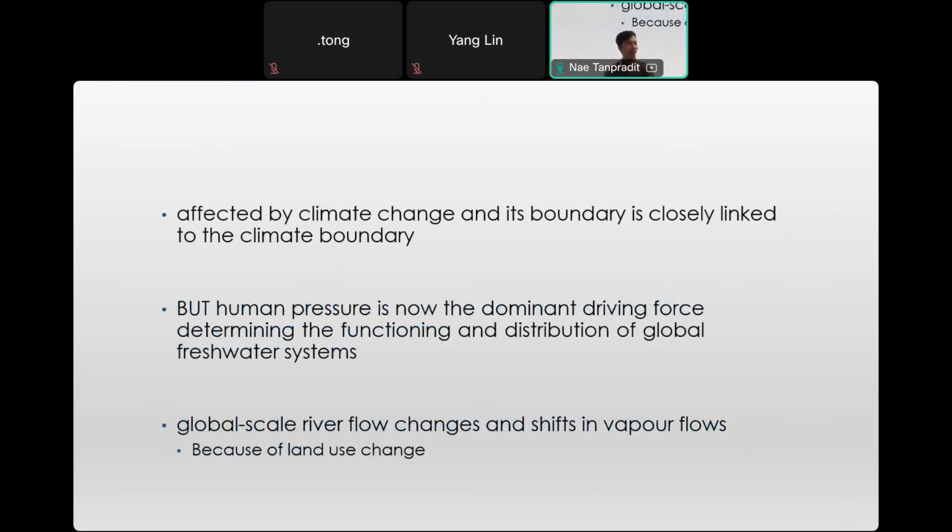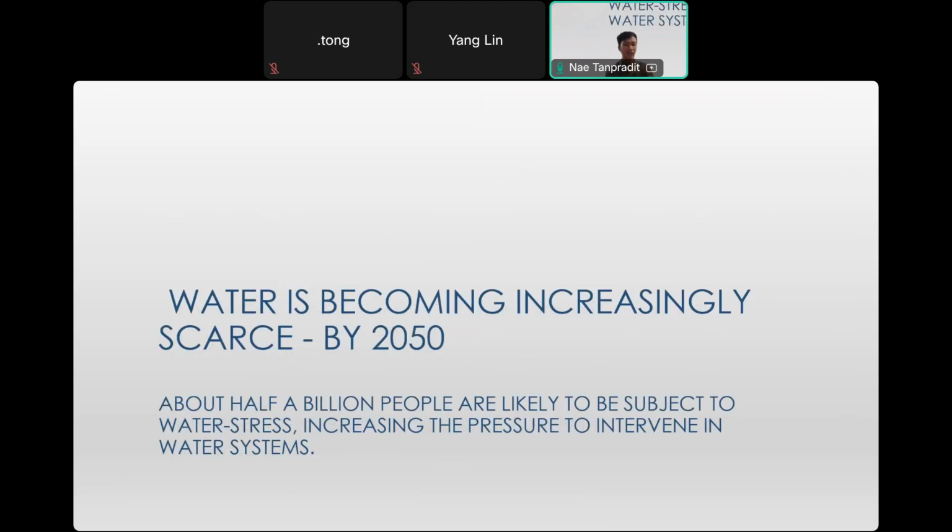And the fresh and clean water keeps getting smaller in area because the river flow changes and also the clean water is contaminated. The global scale river flow changes and shifts the water flows because of land use change. This is very important. Land use change, and we humans want to benefit from the river. Some scientists say that water is becoming increasingly scarce by 2050. 500 million people are likely to be subject to water stress.